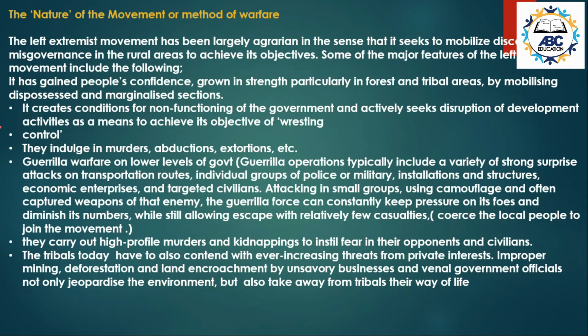So what is actually the nature of the movement of Naxalism and extremism, and what is the method of warfare they are using? What is the kind of strategy they are using to fight the government or fight the citizens? So basically, what we saw until now is that the left wing extremist movement has largely been agrarian. And why? Because it is basically mobilizing the discontent and misgovernance in the rural areas to achieve its objective.